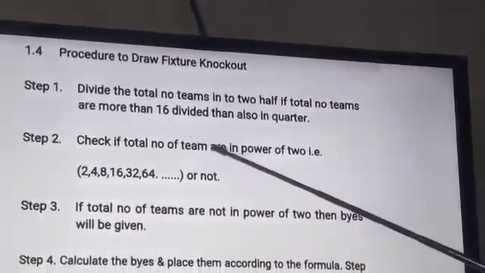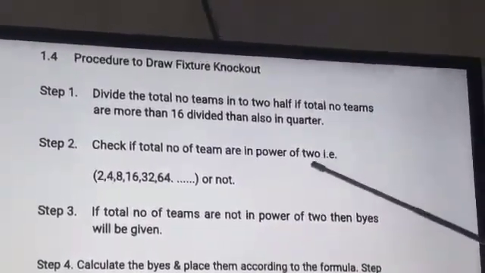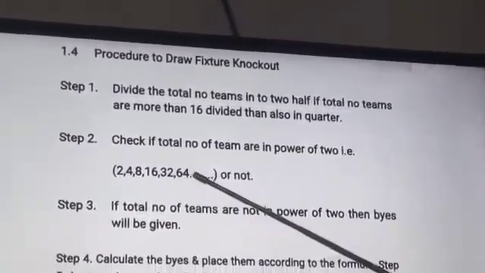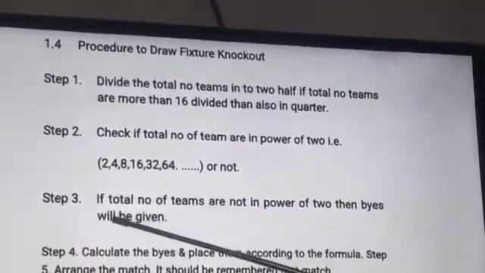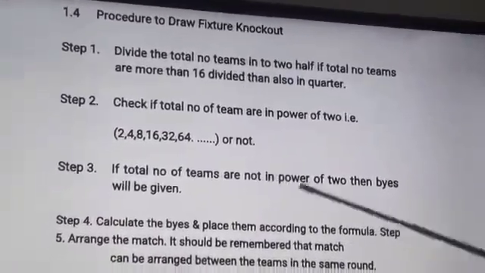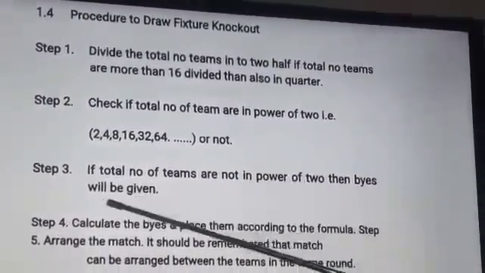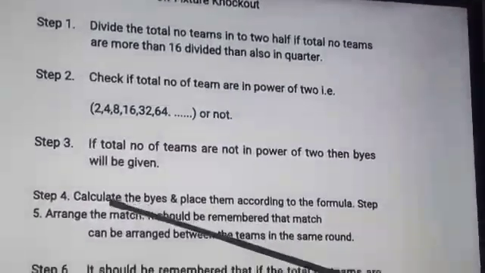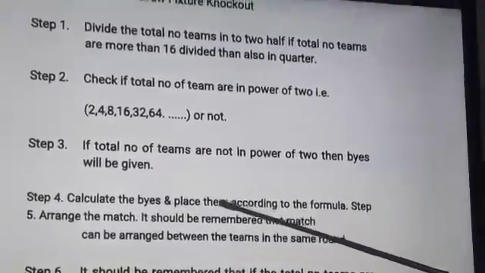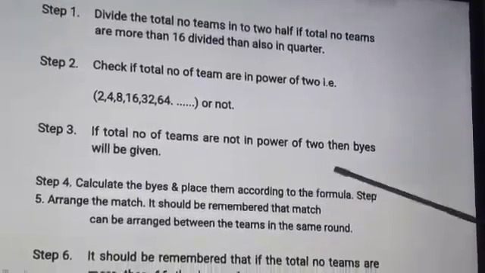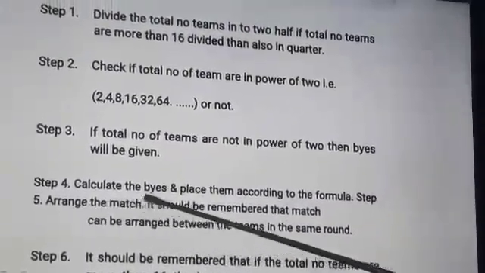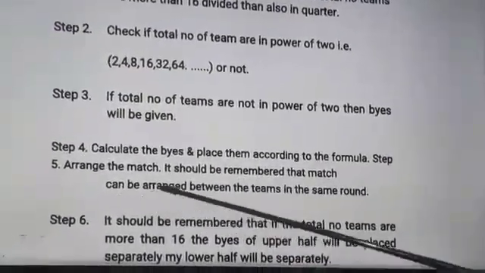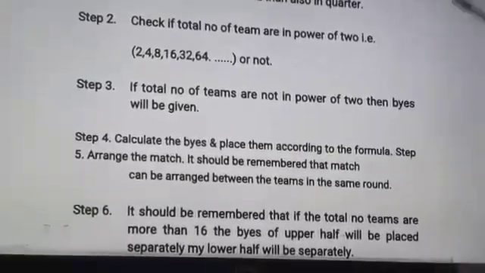Check it. The total number of teams should be in the power of 2, means 2 to the 4, 8, 16, 32 and 64. If the total number of teams is not in a power of 2, then byes will be given to draw a proper fixture. Calculate the byes, place them according to the formula, and set and arrange the matches. It should be remembered that a match can be arranged between the teams in the same round.